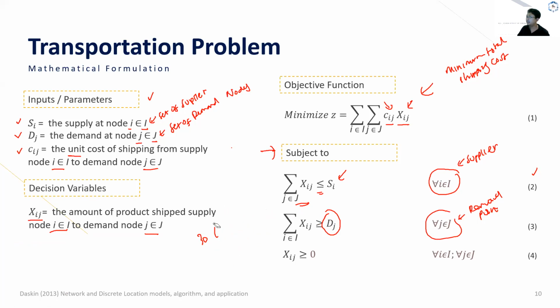And the last is that the variable Xij represents the amount of products, so the amount of products flowing in one link should not be less than 0. So Xij should be greater than or equal to 0 for all i to j. These are the basic mathematical model for transportation problems.